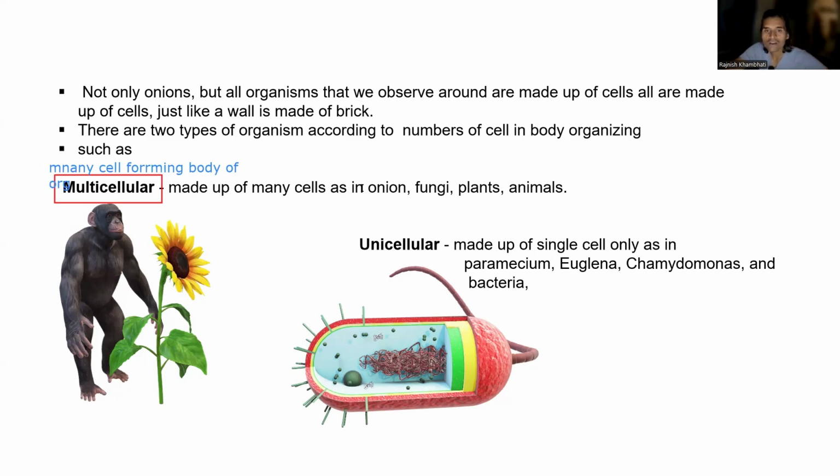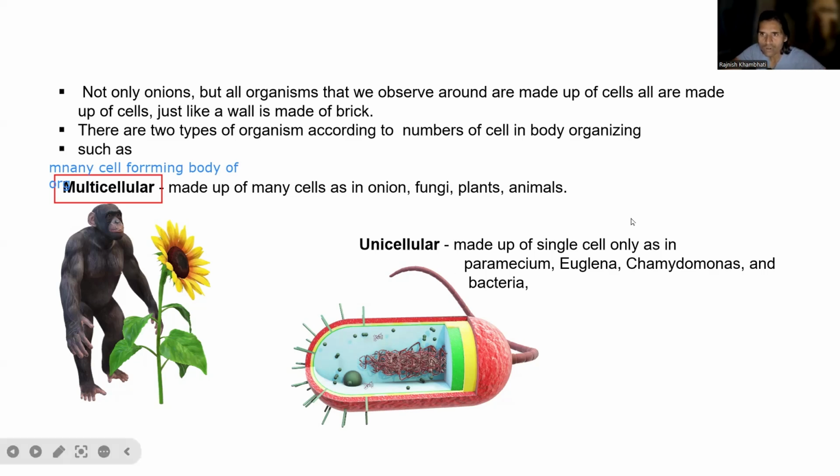For example, onion, fungi, plants and animals. These are the examples of multicellular organisms. Now, multicellular organisms are big in size. We can see them with our naked eyes. Okay, remember that. And so we call them multicellular.